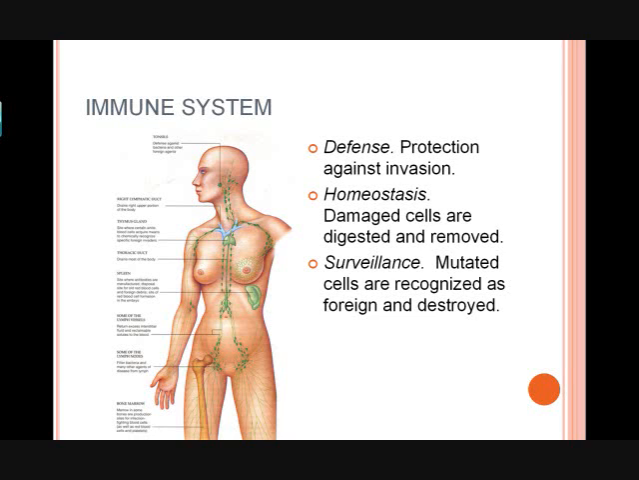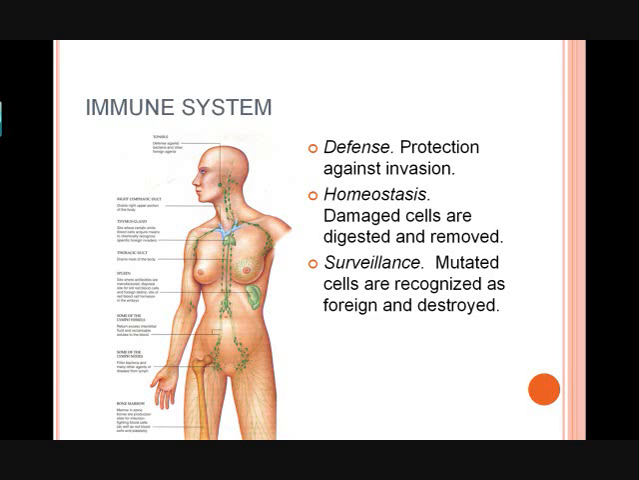This is the lymphatic system diagram, and it's showing you the different areas of the lymphatic system: the tonsils, the right lymphatic duct, the thymus gland, the thoracic duct, the spleen, some of the lymph vessels, lymph nodes, and the bone marrow.